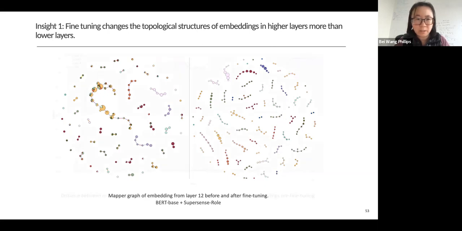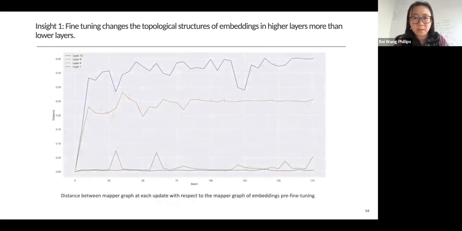That's the first one. The second one is that it changes the topological structure of embeddings in higher layers more than lower layers. This is where I talk about the distances between mapper graphs. So the mapper graph changes much more drastically in later layers.